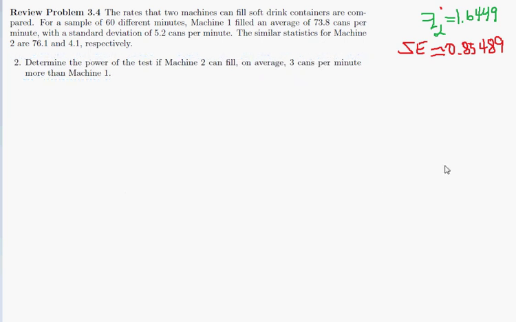The second part of the problem involves the power of the test if machine 2 is indeed faster than machine 1 and can fill on average 3 cans per minute more than machine 1. To do this, we will use the formula that we presented in class, that beta, the probability of a type 2 error, is 1 minus capital Phi of negative z sub alpha minus delta prime minus delta 0, over the standard error.